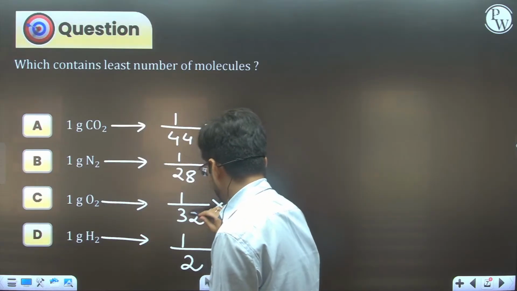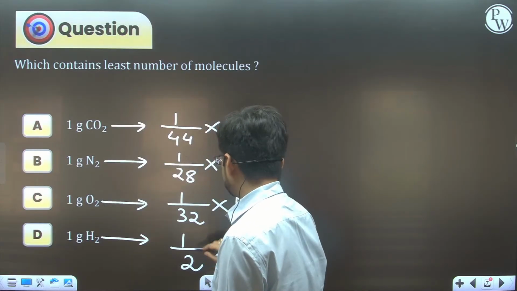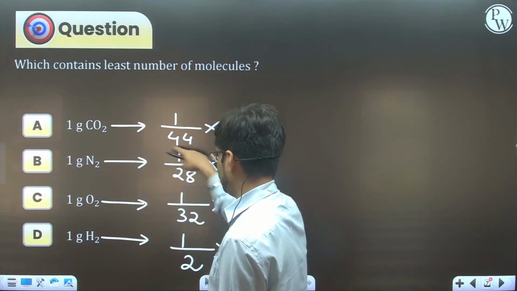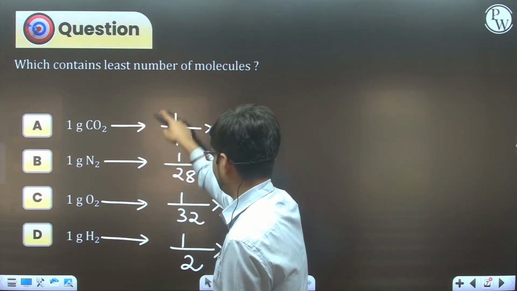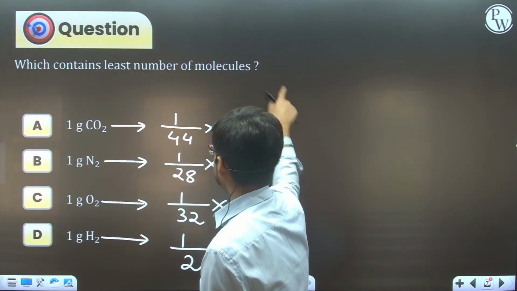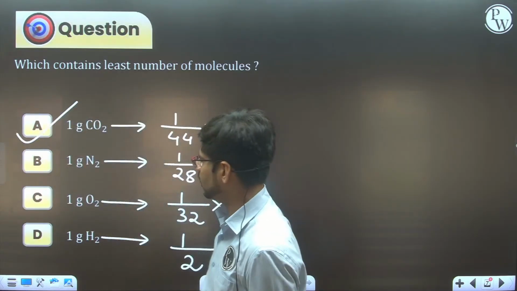44, 28, 32, 2. So these are the denominators. The highest value is 44. Denominator is highest here, which means this value will be the lowest. So least number of molecules. So option A is the correct option.